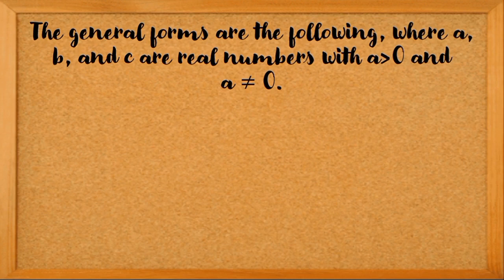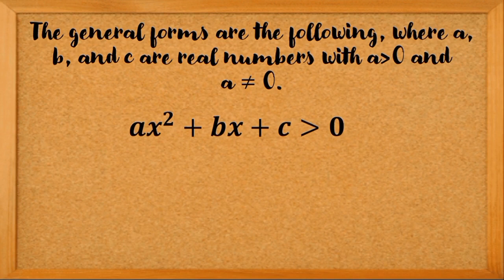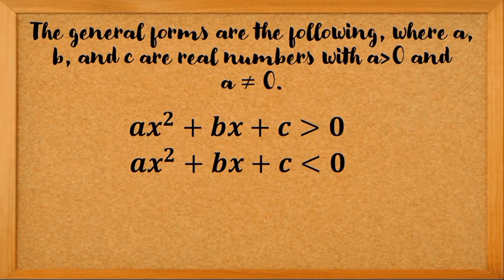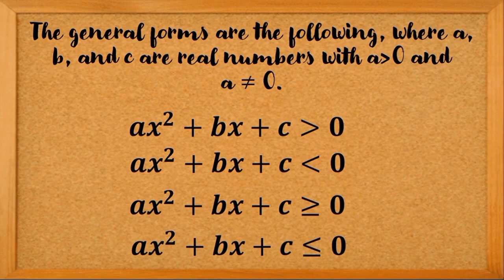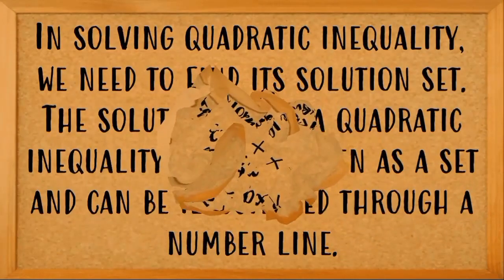quadratic inequality? First, we have ax squared plus bx plus c is greater than 0. We'll have ax squared plus bx plus c is less than 0. Ax squared plus bx plus c is greater than or equal to 0. And lastly, ax squared plus bx plus c is less than or equal to 0. So how do we solve a quadratic inequality?